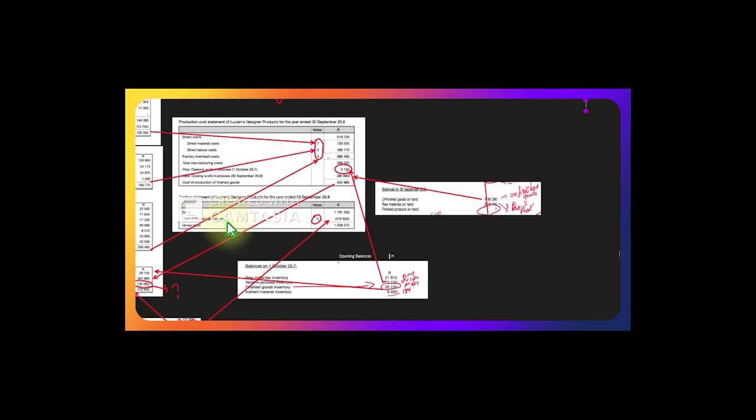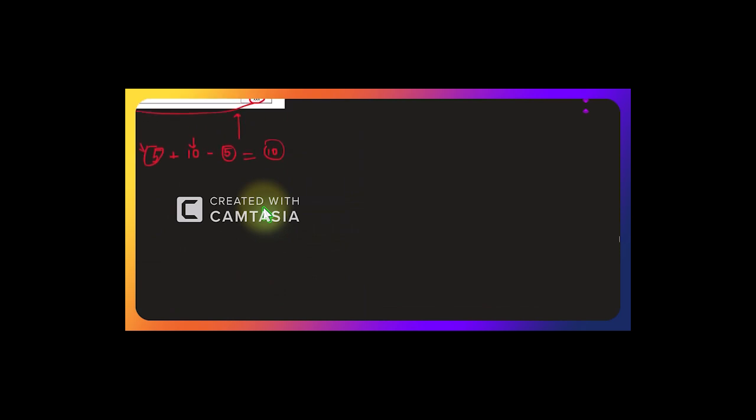You need to take the opening inventory of finished goods at the beginning of the financial year, plus the cost of finished goods produced. Right? So you will take this, the cost of finished goods produced. All right. Which will minus the closing inventory of finished goods, which will provide you this.